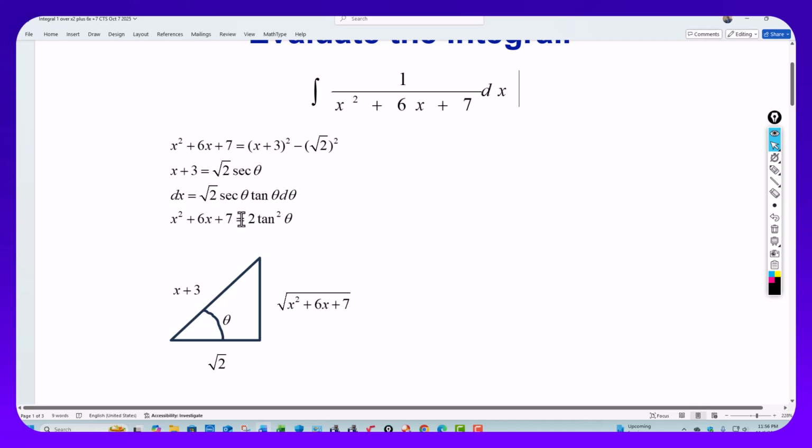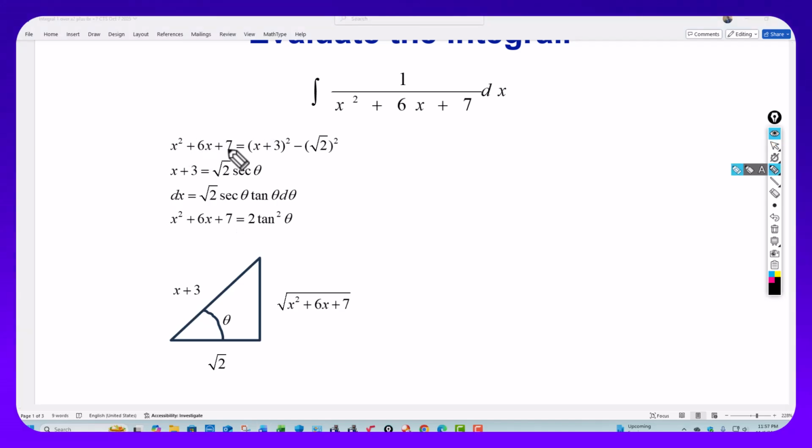This is what it looks like. x squared plus 6x plus 7 is this right here. Same thing. And then we said it's the same thing as x plus 3 squared minus the square root of 2 squared. Those are the same. Notice on the triangle that I have here, I have an x plus 3 as the hypotenuse here, a theta here, and a square root of 2 here. And then, of course, this represents this, which is the same thing as this.